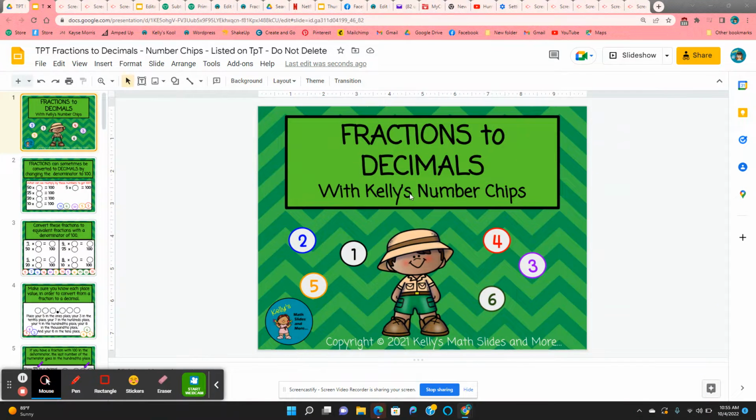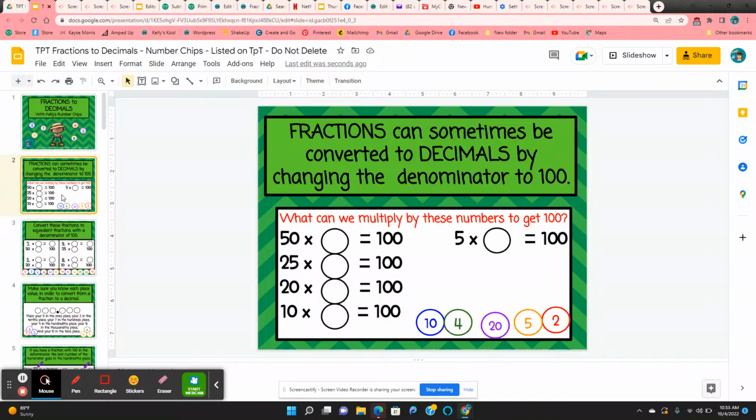Fractions to decimals with number chips. This is a fun way for students to learn the process of converting a fraction into a decimal. So it's a scaffolded lesson, so it just starts with some early skills.